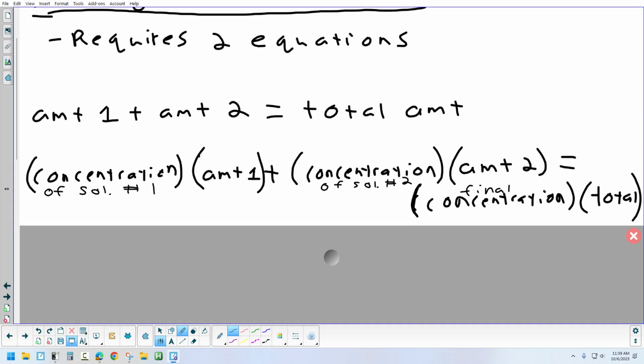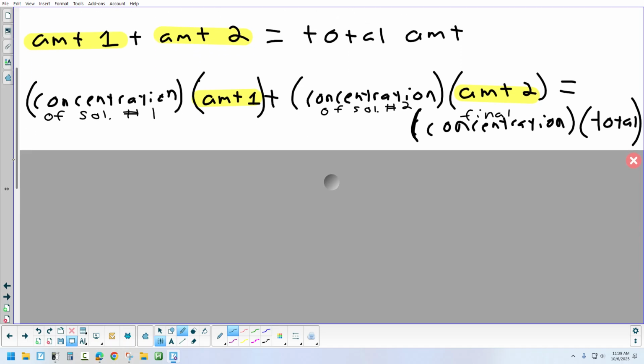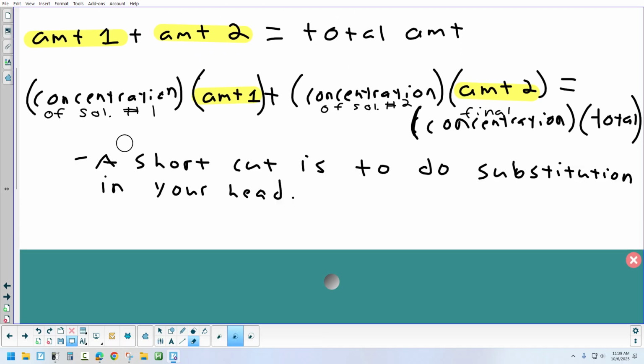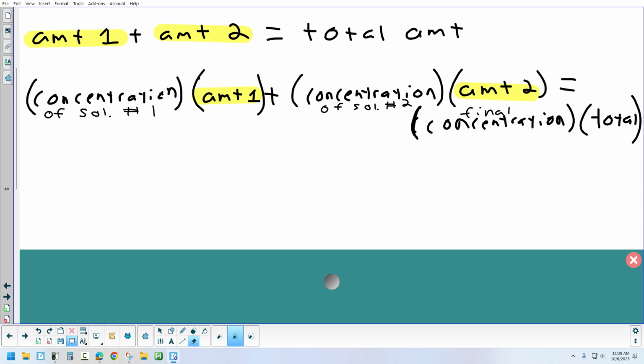The things that are highlighted are what your variables are going to be. Amount 1 and amount 2 are the two variables you are not going to know. Everything else that's written there are going to be numbers. Those are the only 4 things that will be letters. All right, so let's see if we can solve them. And we'll come back to that after.